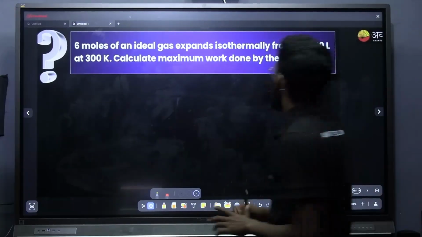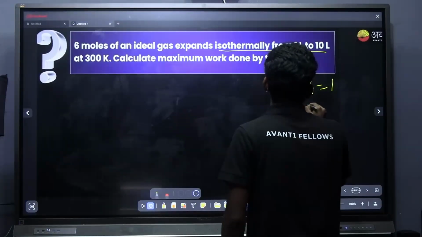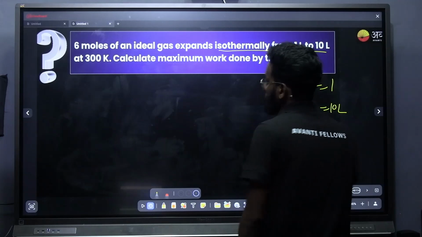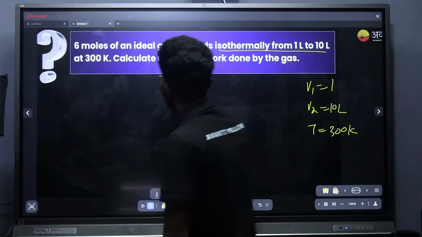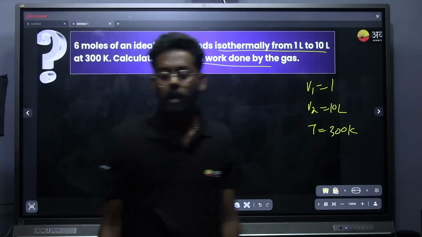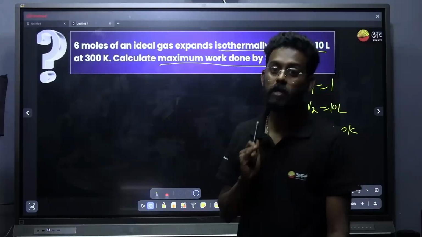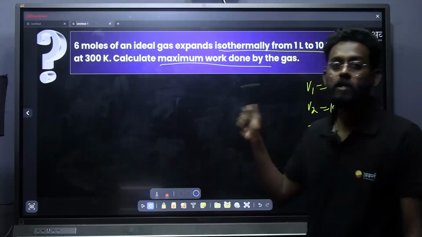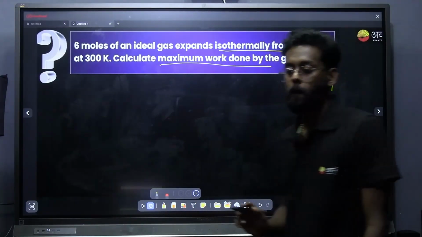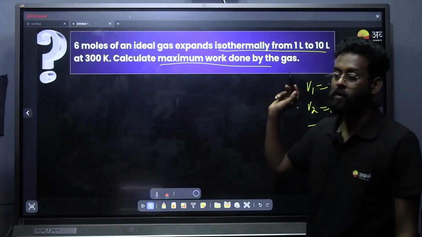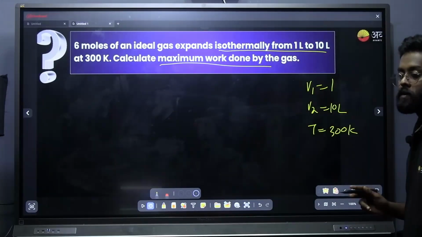6 mole of an ideal gas expands isothermally from 1 liter to 10 liter, which means the volume V1 is equal to 1 liter, volume V2 is equal to 10 liter, and temperature is 300 Kelvin. And here the question is maximum work done. Nothing is mentioned about whether it is reversible or irreversible. How can you find out whether it is reversible work done or irreversible work done? Tell me, students. It only mentions maximum work done, and it is expansion. Who is going to give me the answer? Anybody have any idea?